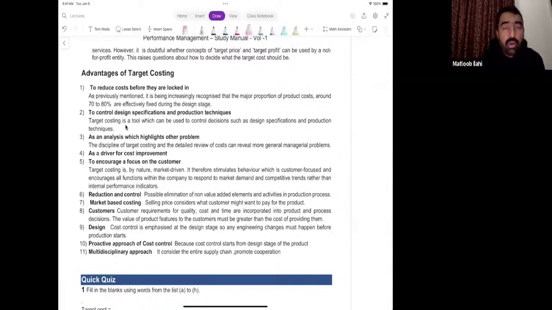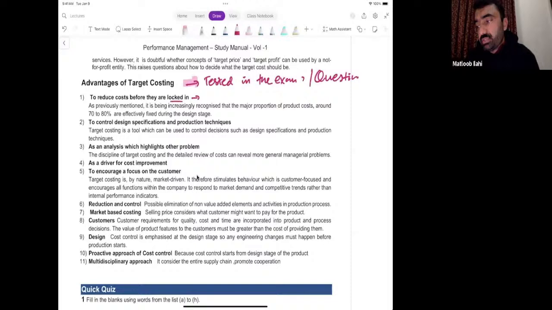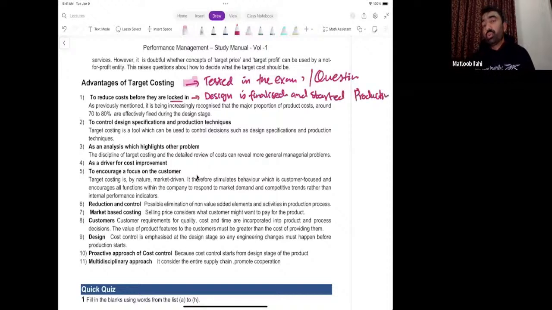Okay, so now let's discuss what the advantages of target costing are. Very interesting, and please make sure you understand all these advantages. Number one, design of the product is finalized. So if the design is finalized, then the product is locked in, so cost is also locked in. That means once the product is finalized and production has started, it will be very difficult to reduce those costs.